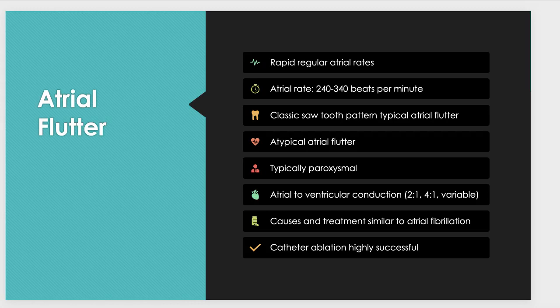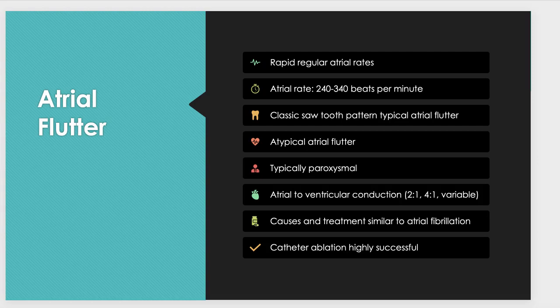The sister arrhythmia that's very similar to atrial fibrillation is atrial flutter. Again, this is rapid atrial rates, but this is actually more regular. The atrial rate can be quite fast, 240 to 340 beats per minute. You'll see on EKG the classic sawtooth pattern.